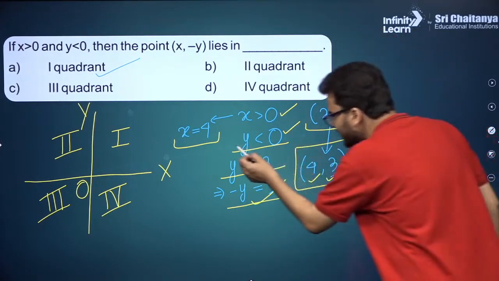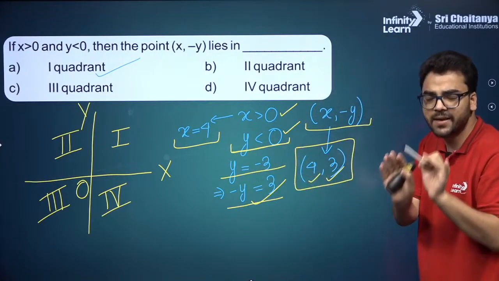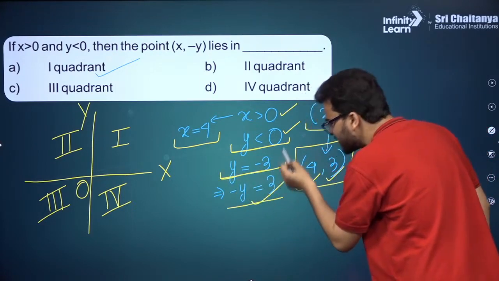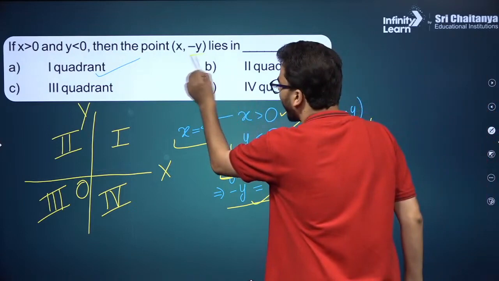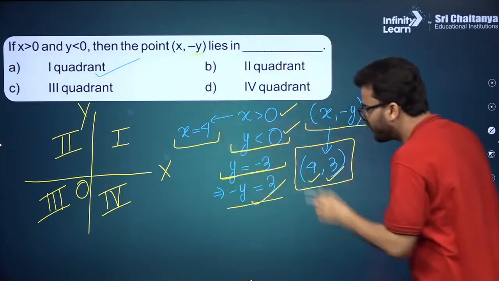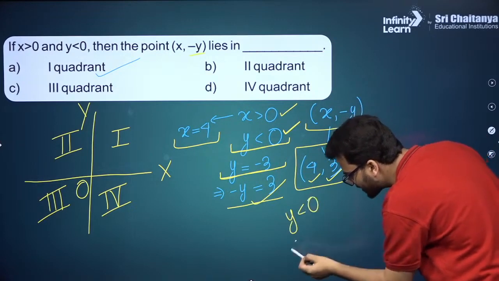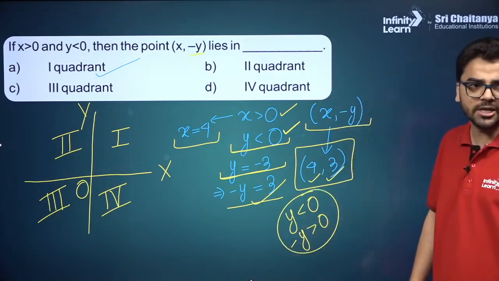Narsimhulu, y is less than 0. Read it properly. y is less than 0 is given in the question. So, can I not take a negative value of y because it is already given in the question? But we have to find the position of minus y, Narsimhulu. If y is negative, then minus y will be positive or not? Tell me, is that logic clear or not?